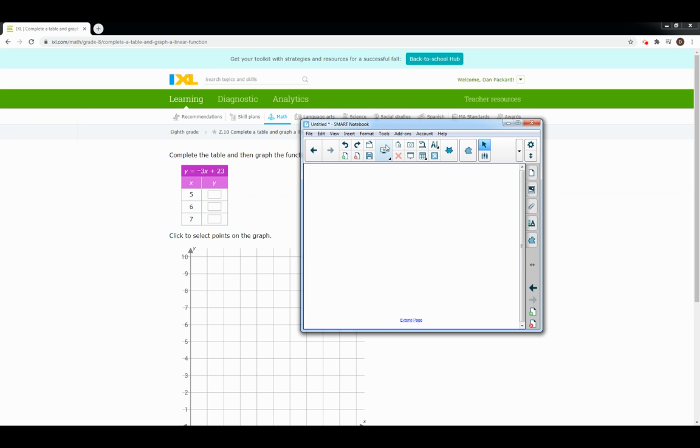Okay, so we have the pen. Where is the pen? There's the pen. Okay, so we have -3 times, I'm going to plug in 5, plus 23. Okay, now -3 times 5 is -15. Okay, plus 23. That's the same thing as 23 minus 15, which is going to give us 8.